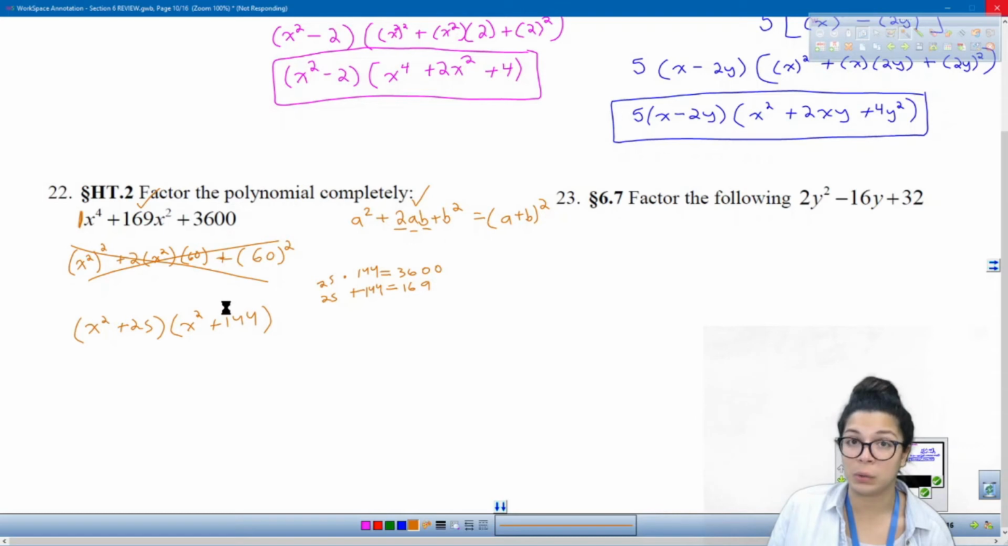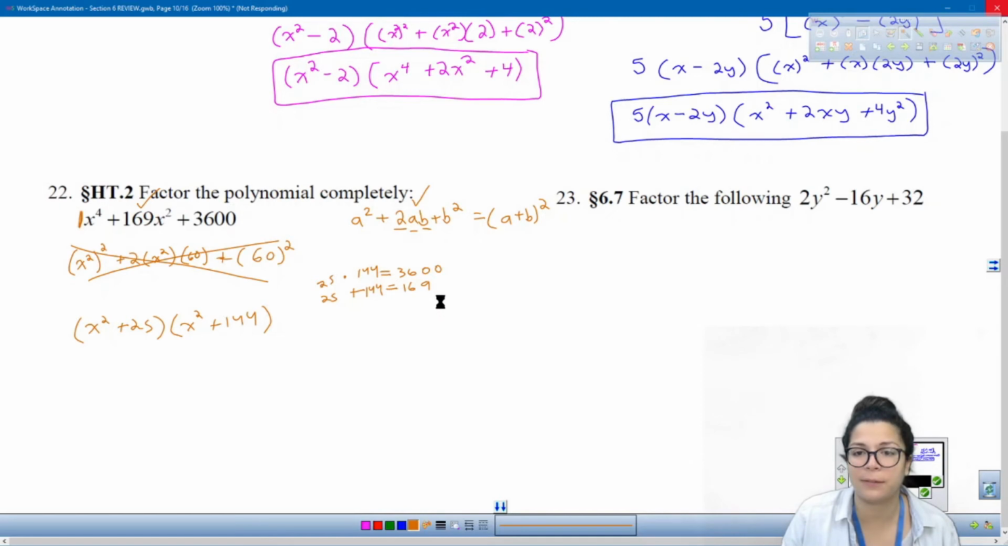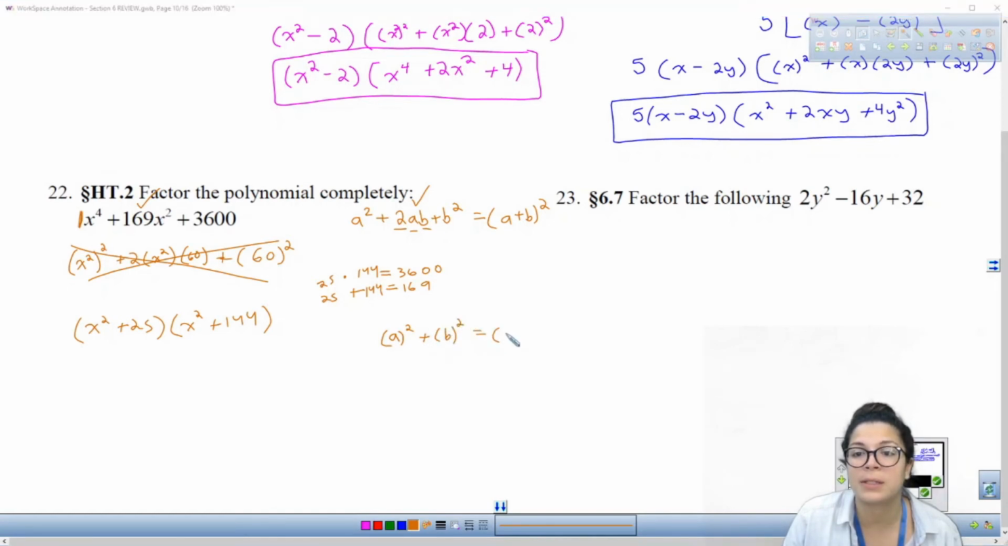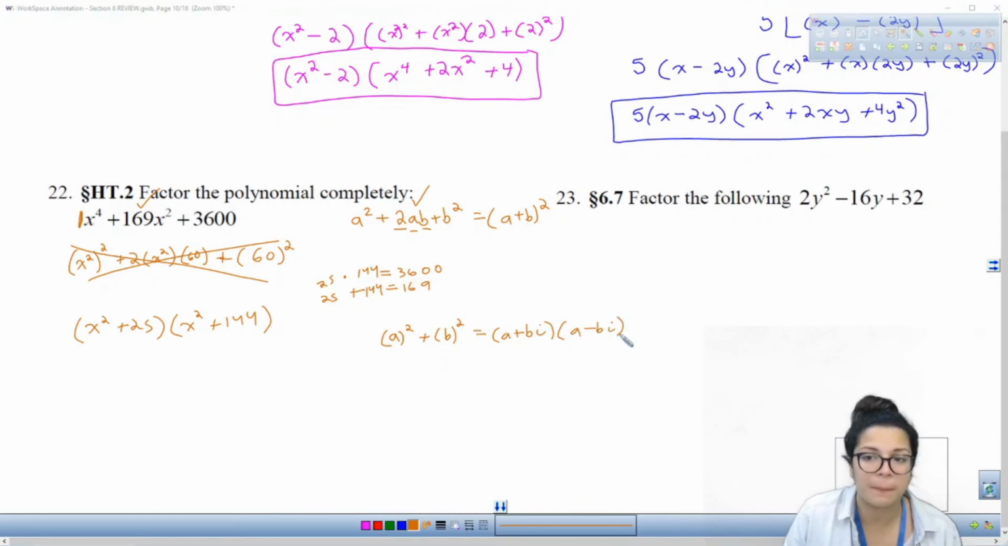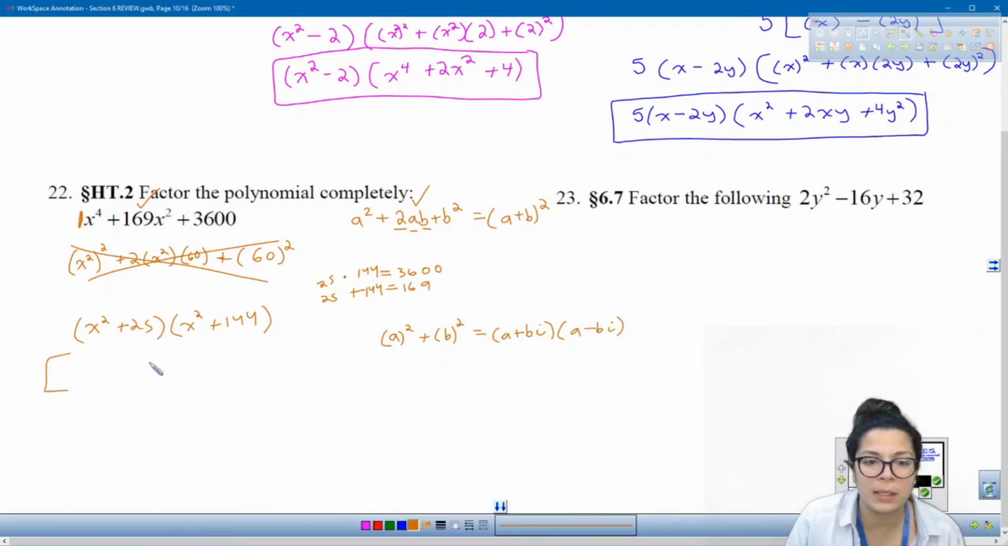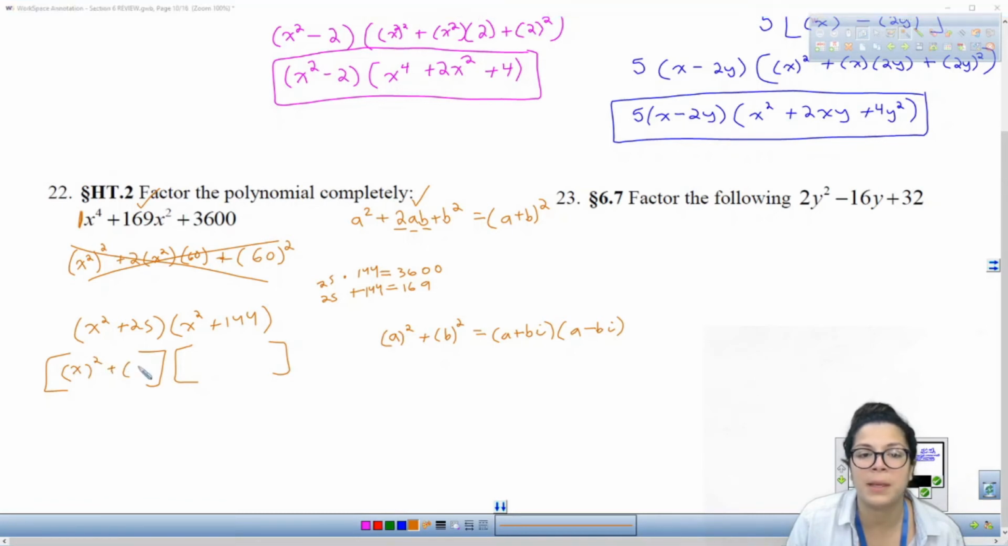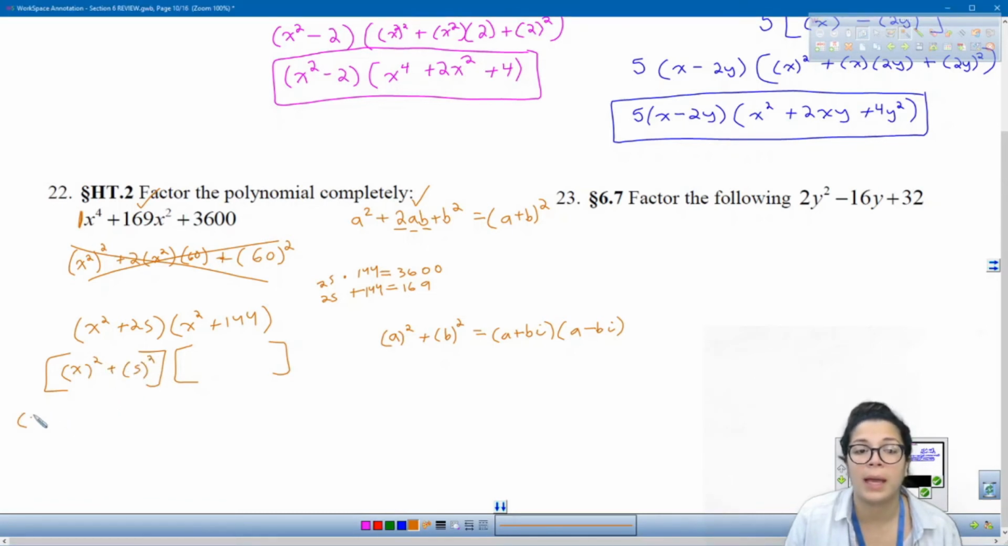So we can use the sum of squares, right? What is the identity for the sum of squares? The sum of squares is very similar to the difference of squares. A squared plus b squared factors into a plus bi times a minus bi. So let's first do these two, and then we'll move on to these two, okay? What are the a and b values here? A is x, b is 5. So a plus bi times a minus bi.